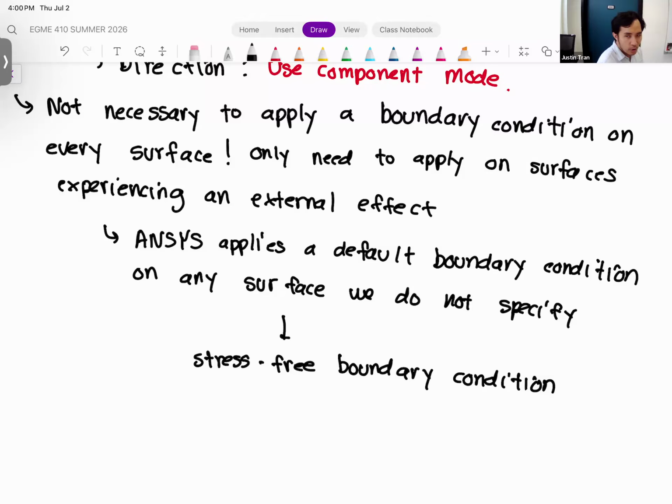All that really means is that there's no external effect affecting our solution at those locations. Okay, but I did want to make note of that just because sometimes I have someone that applies boundary conditions everywhere, but that's not strictly necessary. Okay, good. All right, so before we go to the break, I do want to mention a couple more practical considerations when applying boundary conditions.